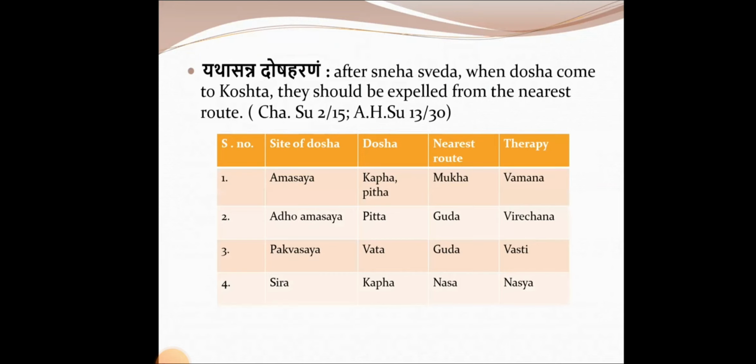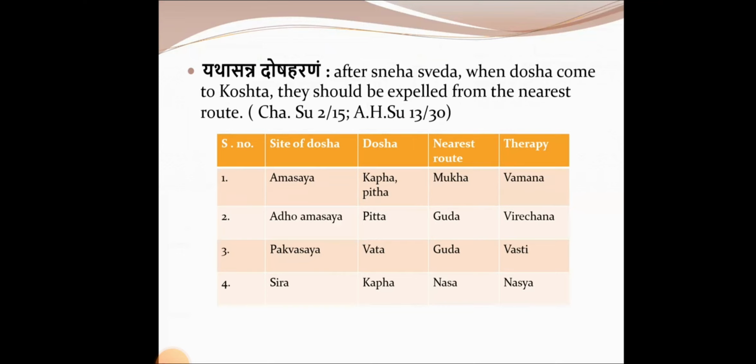Yathasanna doshaharana means after sneha sweda, when dosha come to the koshta, they should be expelled from the nearest route. Through Purva Karma, we are making the dosha come to the koshta, and either by Vamana or Virejana or Nasya, we are doing the expulsion of the doshas. If Amashaya is the site of dosha, and the dosha predominance is Kapha and Pitta, the nearest route is Mukha, and the therapy apt is Vamana.